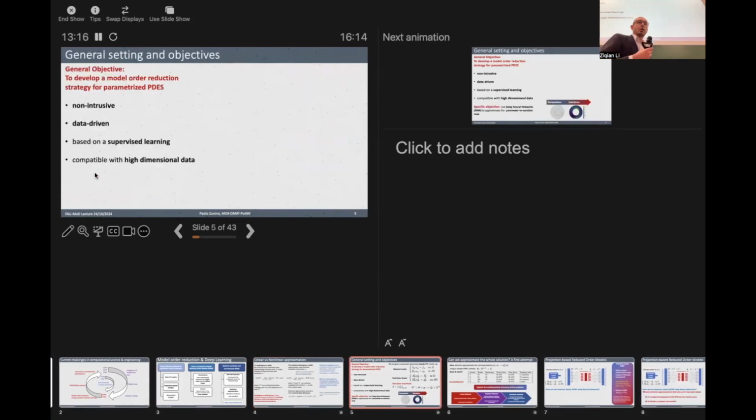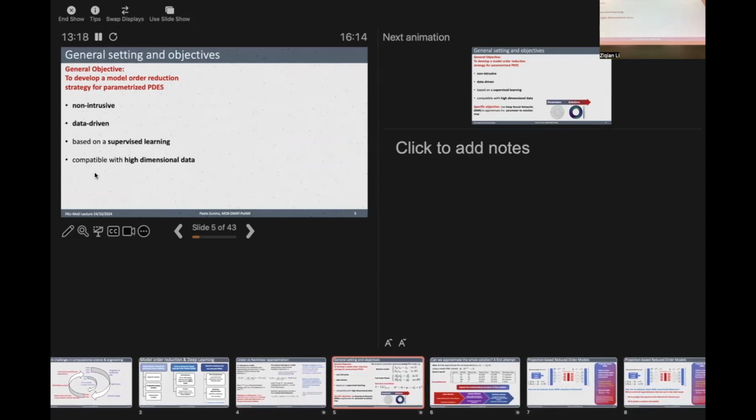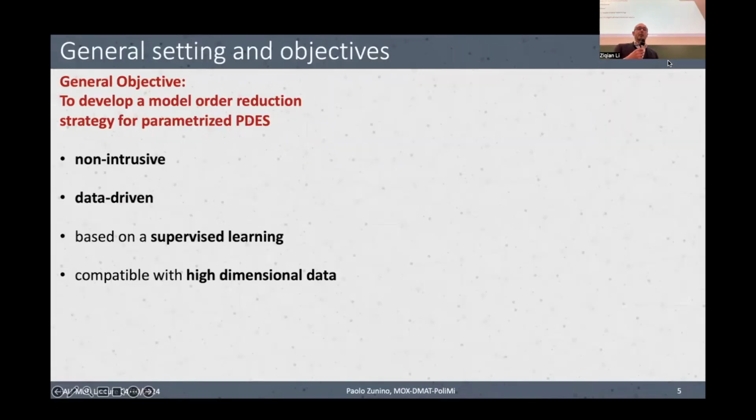All right. So what we would like to do is really to consider a family of parameterized partial differential equations. In the sense to be able to solve this equation, we would like to do that satisfying certain criteria that we fix a priori. First of all, we would like to develop methods that are completely non-intrusive.